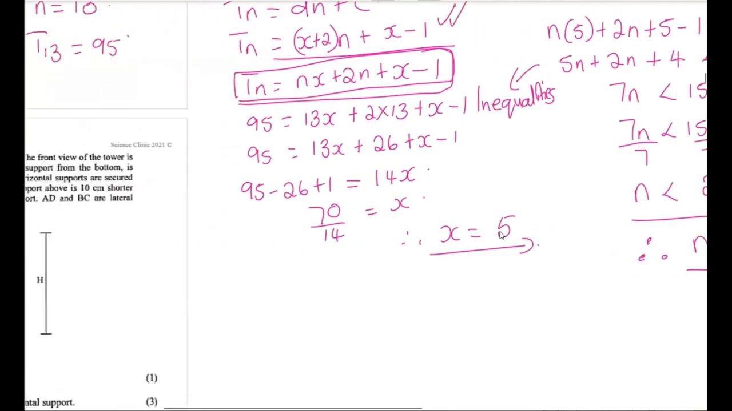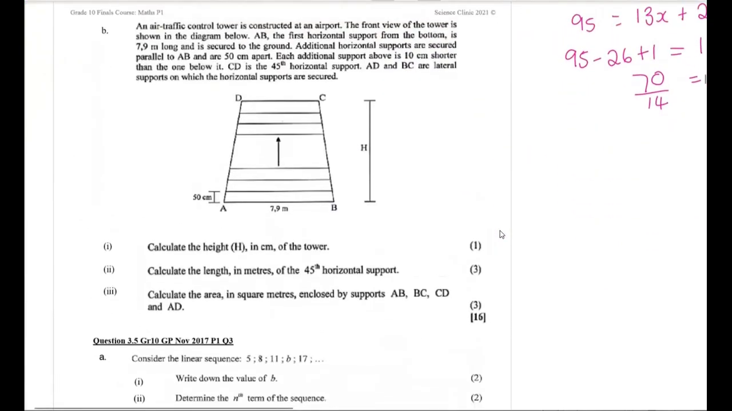Right. Okay. You need to practice these before your exams, right? Let's go. An air traffic control tower is constructed at an airport. The front view of the tower is shown in the diagram below, right? And AB, the first horizontal support from the bottom, is 7.9 meters long and is secured to the ground. Additional horizontal supports are secured parallel to AB and are 50 centimeters apart. Each additional support above is 10 centimeters shorter than the one below it. CD is the 45th horizontal support. AD and BC are lateral supports on which horizontal supports are secured.